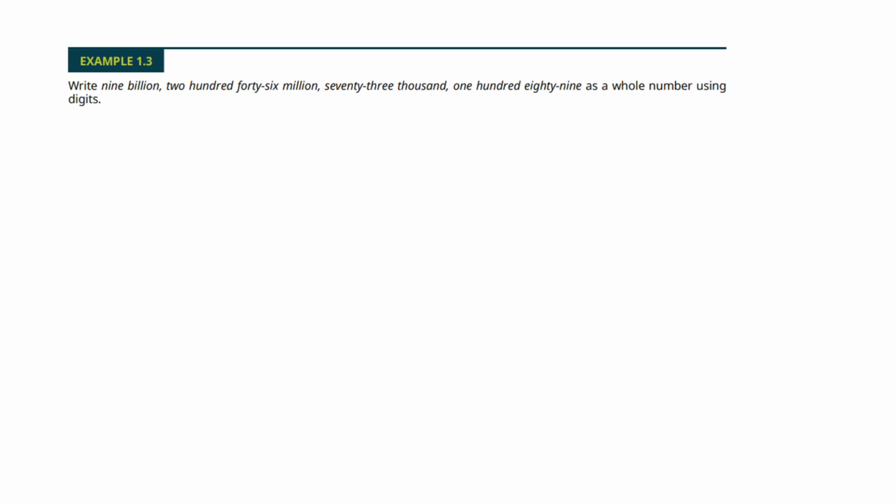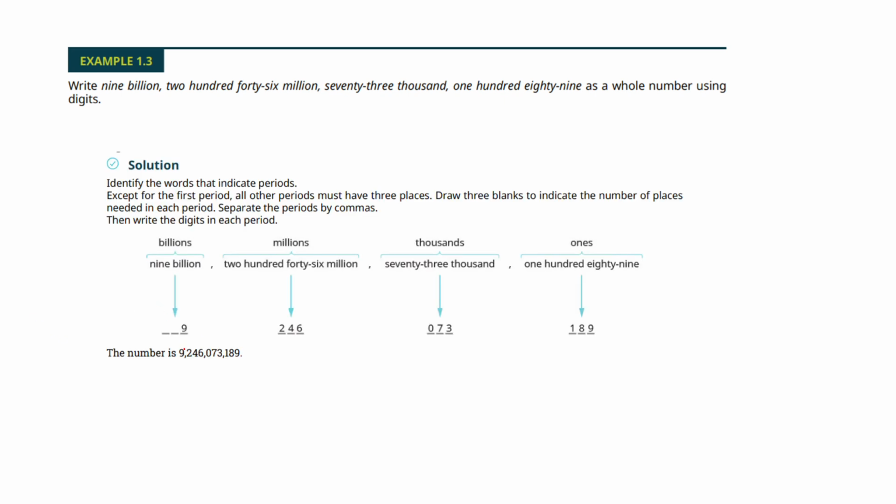Okay, so now we've got the number written out in words. We're just going to put that back into digits. So 9 billion, so I'm 9. 246, okay, it's in the millions place. 73 is in the thousands place. 189 just in the regular old numbers place. And we've put it all together, and we've got it.